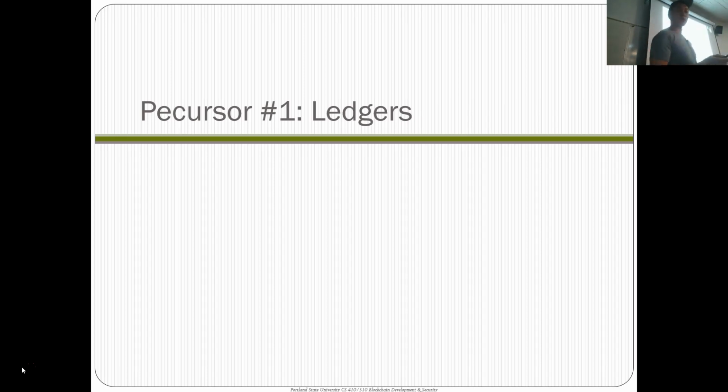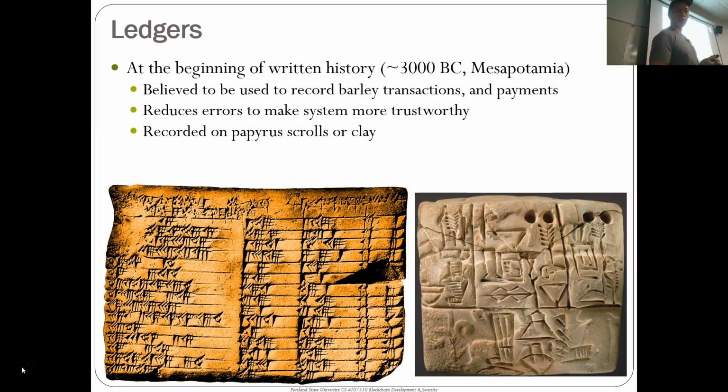The first thing is ledgers. Ledgers are things that have been around since early 3000 BC. And they're used to record transactions, like for barley and payments. One of the nice things about ledgers is that it reduces the errors and makes the system more trustworthy. Some examples of these in history are things done in clay, which is on the right, or things done on scrolls, papyrus scrolls.